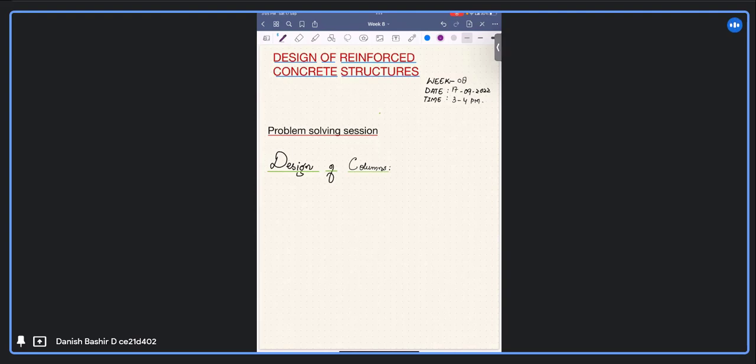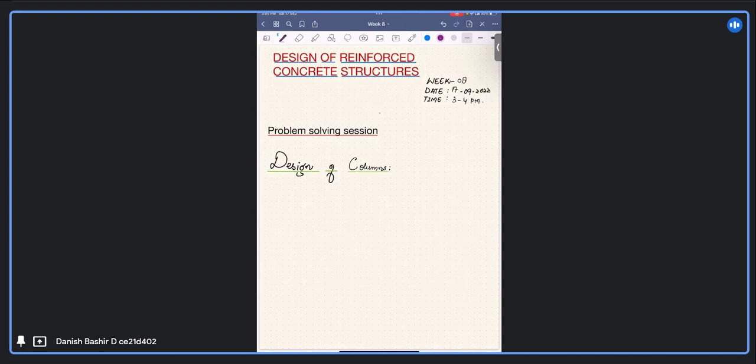Today's session is scheduled from 3 to 4 p.m. It will be a problem-solving session for the design of columns. As you have already gone through the lectures given in week 8, which covered the design of short columns under compression with uniaxial bending and biaxial bending, today we will be doing a problem related to the analysis of a column having uniaxial bending. That is, the axial load is coming on a column with some uniaxial eccentricity.